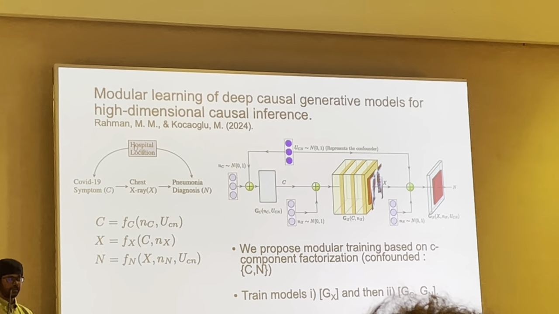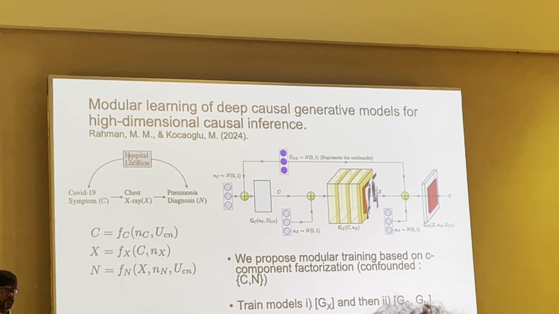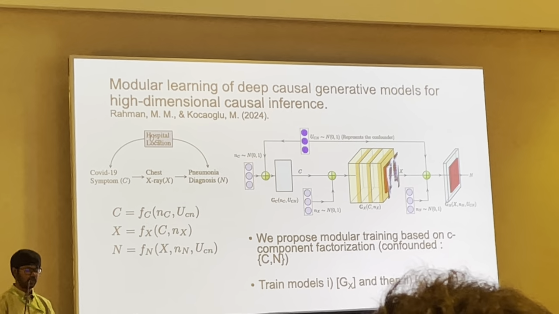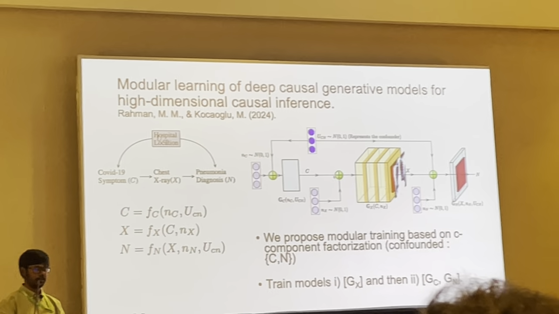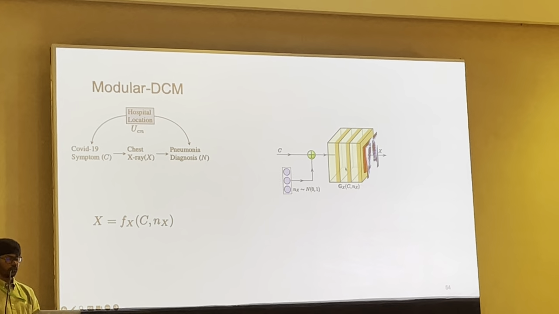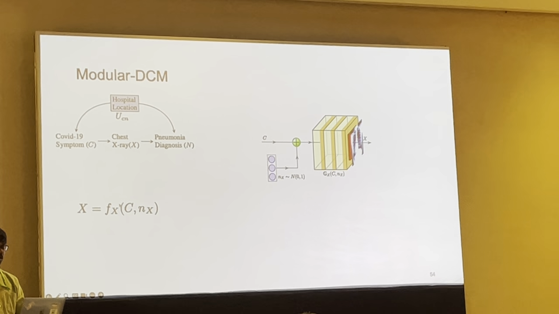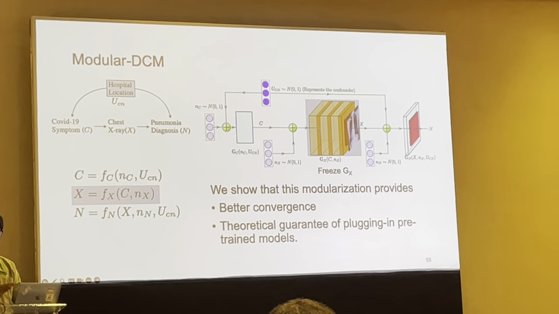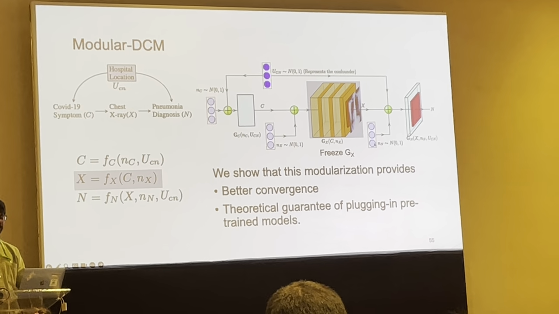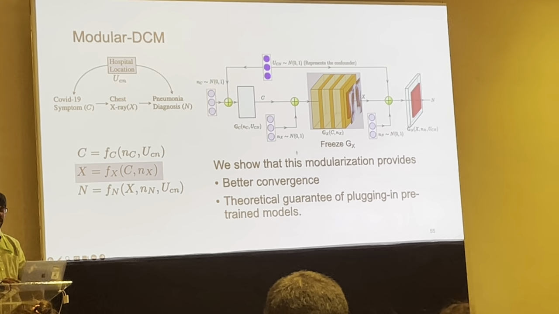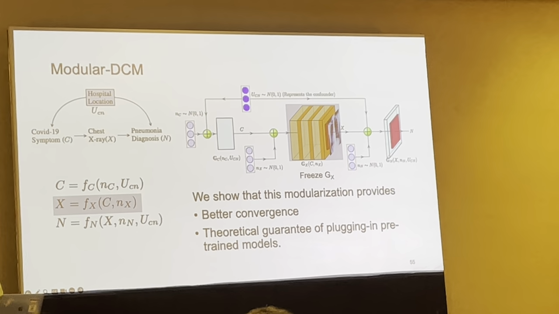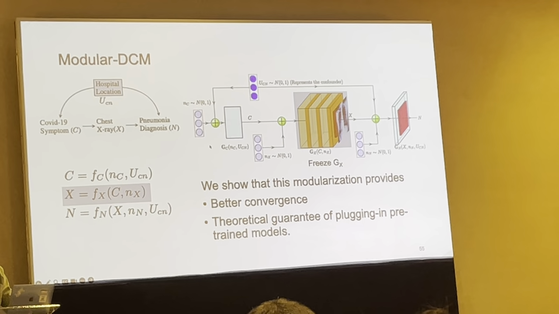So now, what does that mean? They train all of the models, but first they train this convolutional neural network, and then they train the remaining two, G_C and G_N. First they train the convolutional neural network that matches this f of x, and then they freeze it, and then they train the remaining two neural networks. Since we are not training all of them together, it gives us better convergence, and also theoretically guarantees that the whole joint distribution will match.